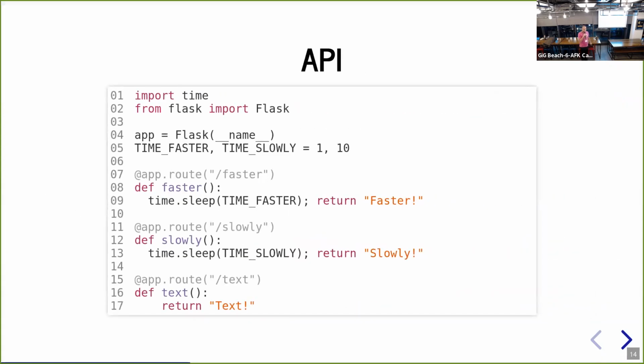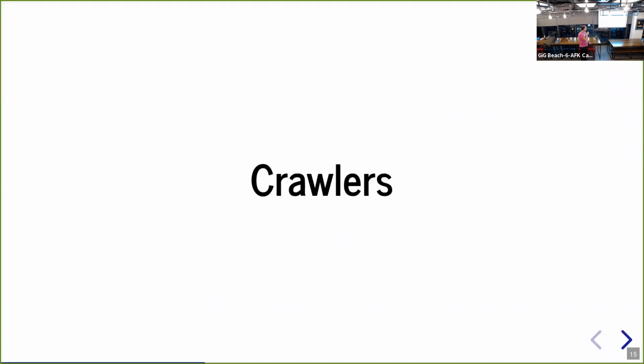This is the code of this API. It is very simple. In the first two lines, we import the libraries that are necessary. In line 4, we create the Flask app. In line 5, we define our times, 1 and 10 seconds. From line 7 until line 9, we create the faster endpoint, which only sleeps 1 second before returning. And from line 11 to line 13, you define the slowly endpoint. That is very simple too. And from line 15 to 17, we define the text endpoint.